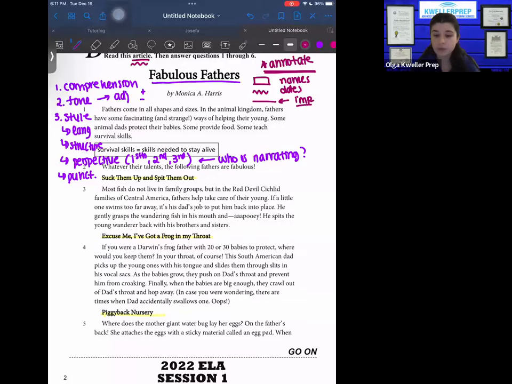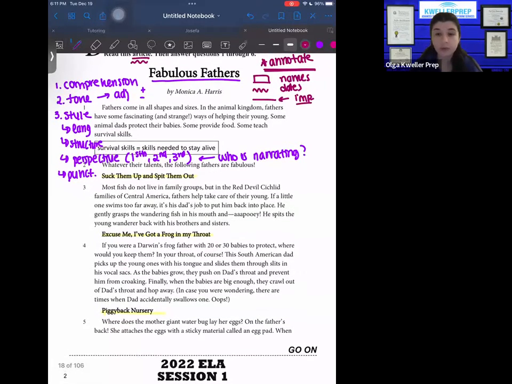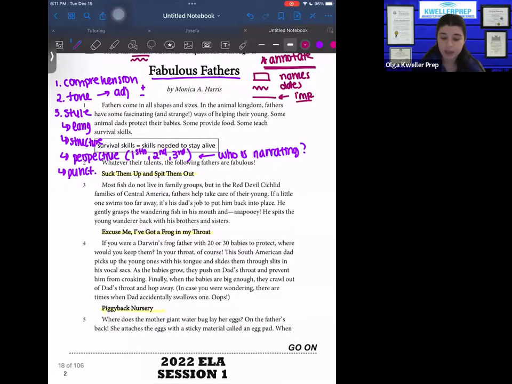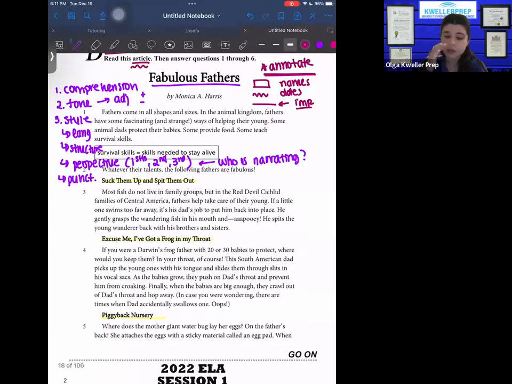Okay, so that's the whole spiel on reading comprehension, which is applicable to any reading exam they take, but we try to instill these skills as early as possible, so starting with these grade exams. So with those big themes in mind, let's go ahead and read this passage together, and then tackle some of the questions. Okay, so it opens up with: Fathers come in all shapes and sizes. In the animal kingdom, fathers have some fascinating and strange ways of helping their young. Some animal dads protect their babies, some provide food, some teach survival skills.